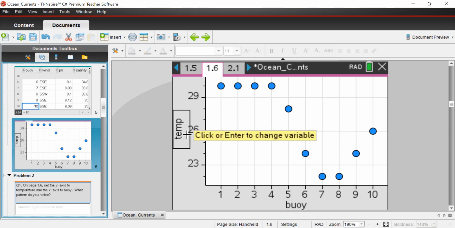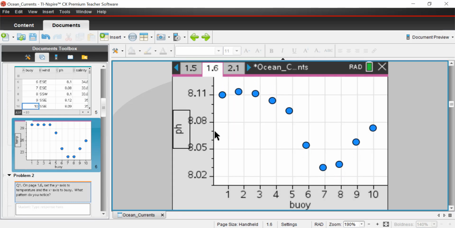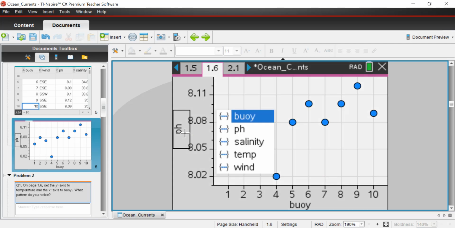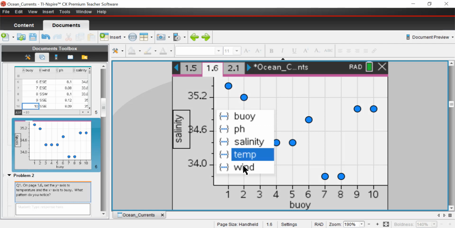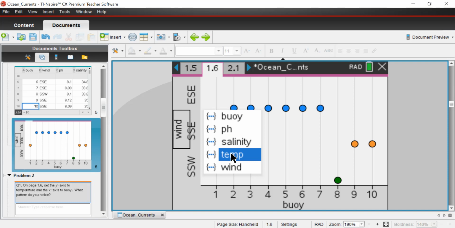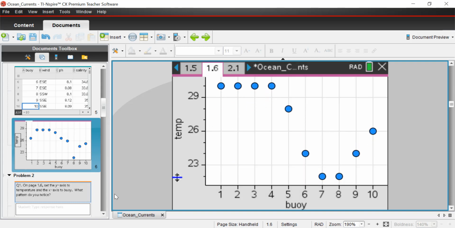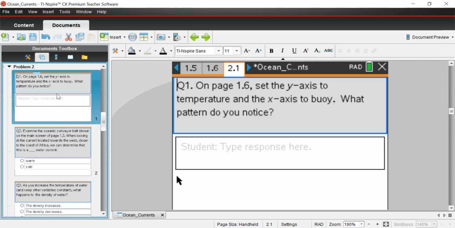You can look at temp versus buoy. We can also look at pH. Kind of groovy. Salinity and wind. And I think what we'll do is we'll start off with temp here, and we're going to go through some questions now on problem 2. These questions are asking about information from the data set to try to understand what's happening with the simulation.